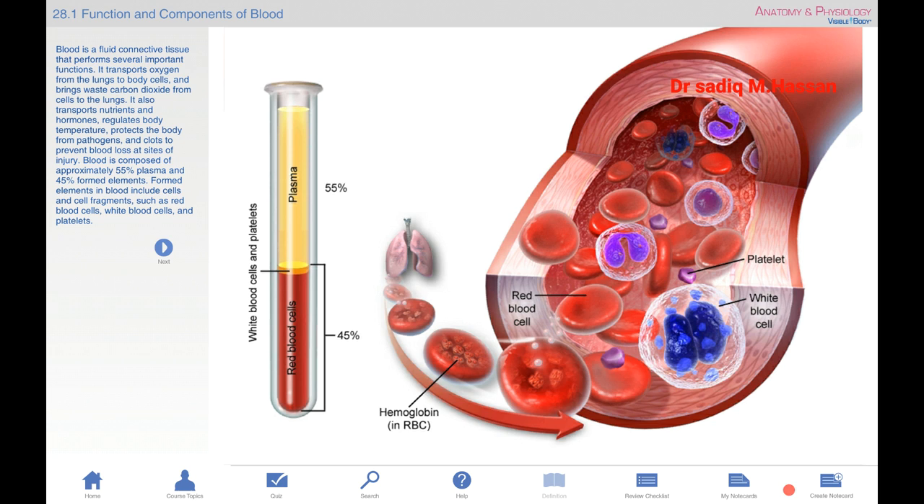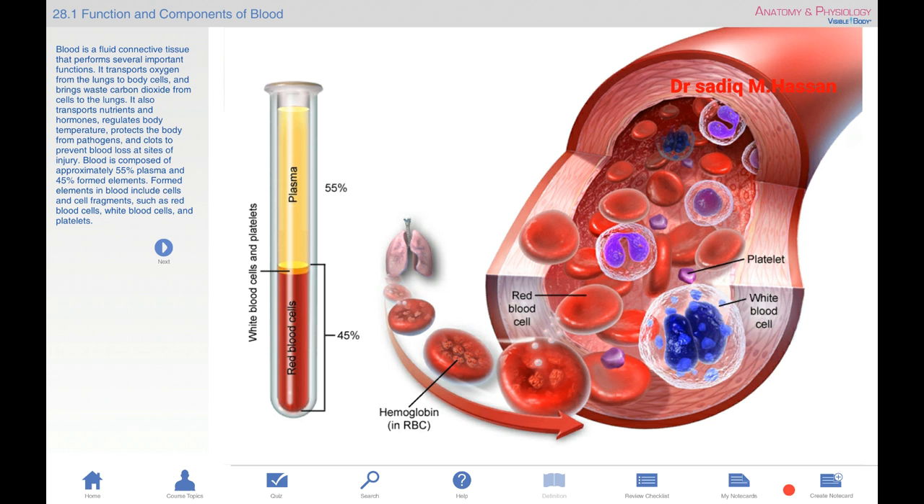So what do we call blood? Here on the screen you see there is plasma, which is about 55%, and the red blood cells, or cellular components, what we call formed elements, at 45%. So the blood, as a definition, is a fluid connective tissue that performs several important functions.